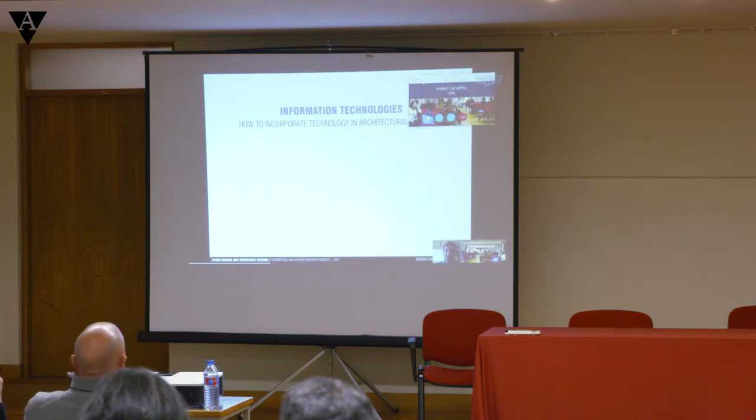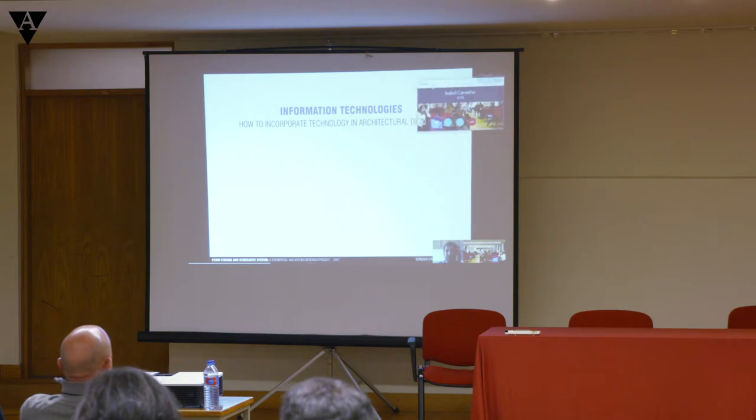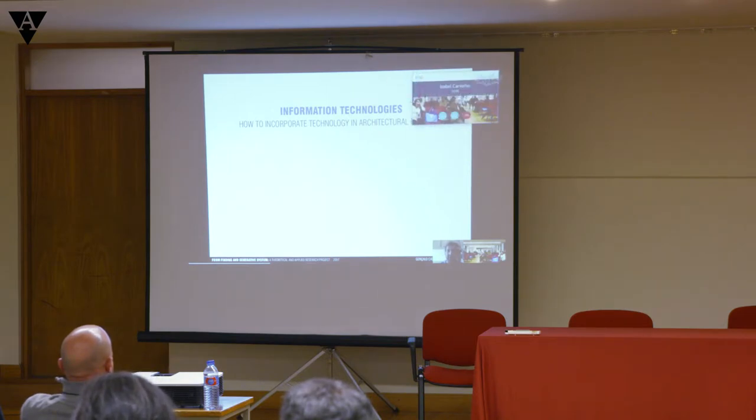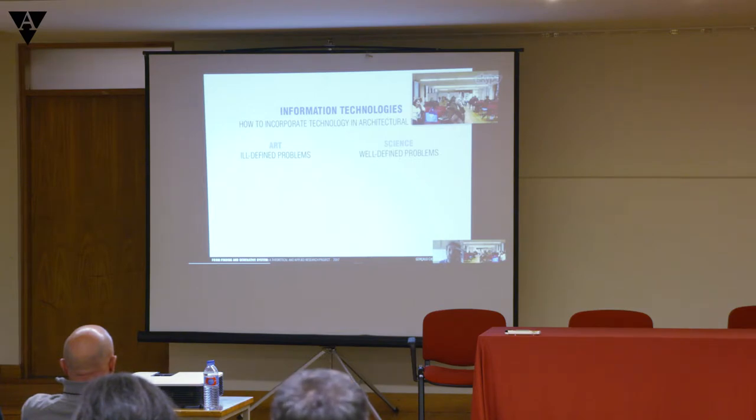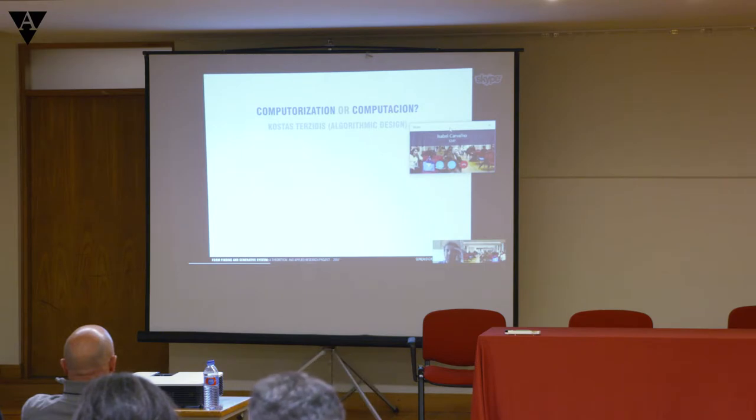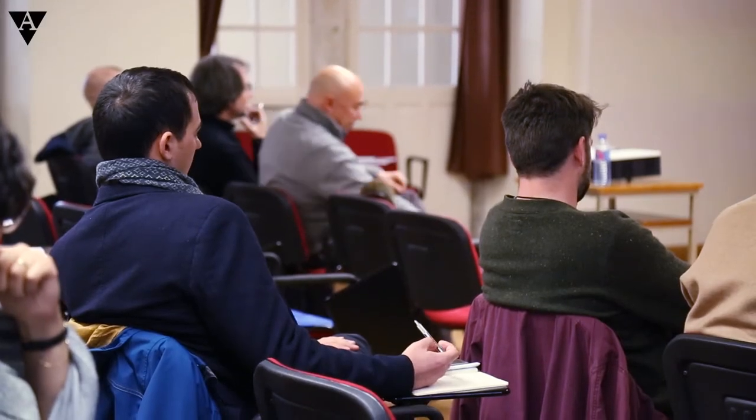So there is a kind of problem: how to incorporate technology into architectural design and add to this our classical way of knowing tools and materials. Because this is also related with this segregation between art and science. We tend to think about art as ill-defined problems, and science is more associated with well-defined problems that we can get in an algorithm. And Terzidis talks about the application of the computer in both situations, I would argue, and he makes the distinction between computerization and computation. He also argues that both are useful, and together they form algorithmic design.